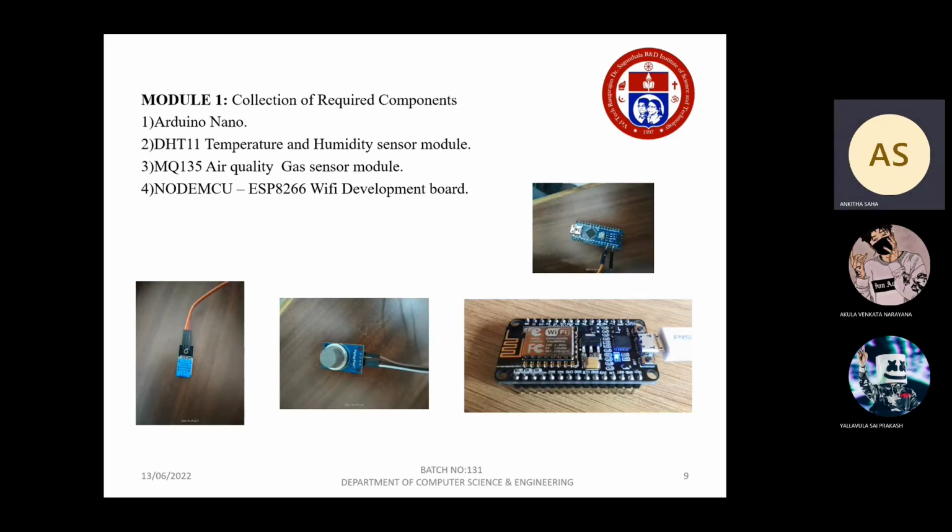So here is module 1, collection of required components. Here we have used components like the Arduino Nano, DHT11 for measuring temperature and humidity, then the MQ135 air quality sensor, which is the gas sensor module. Then NodeMCU ESP8266, which is the Wi-Fi development board.